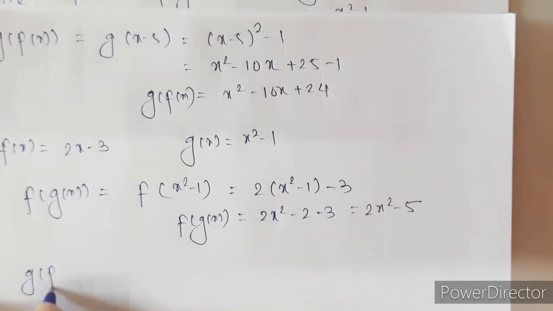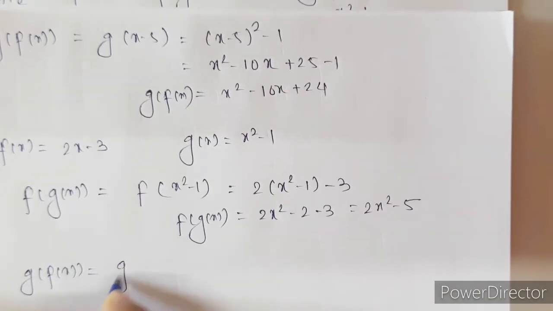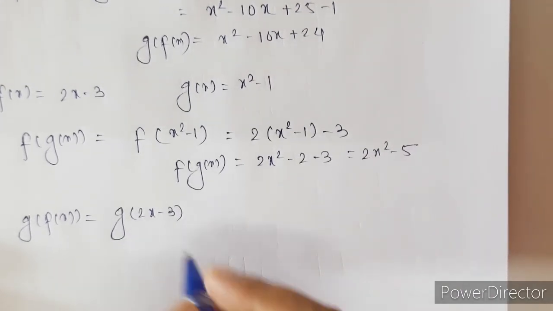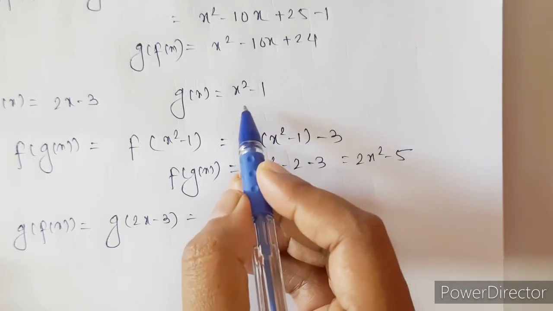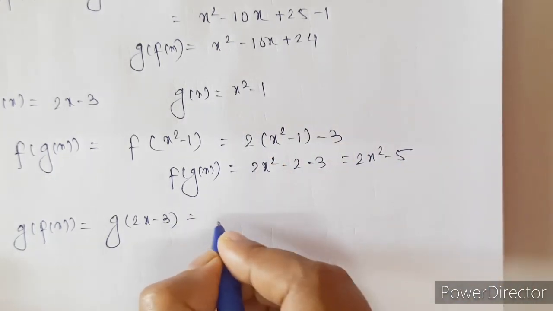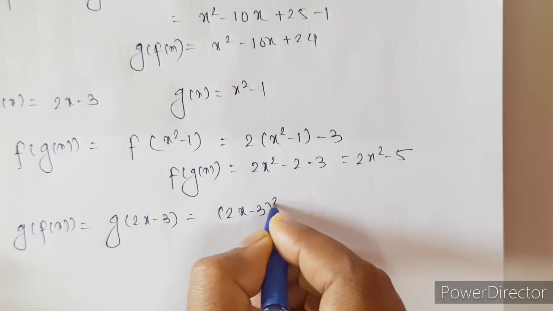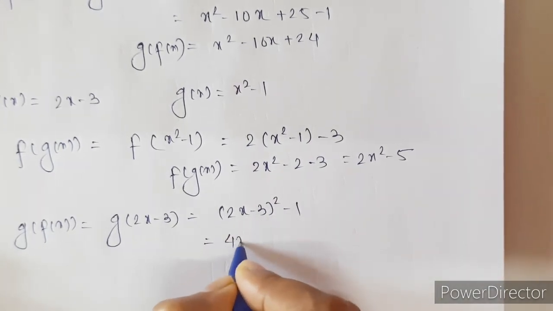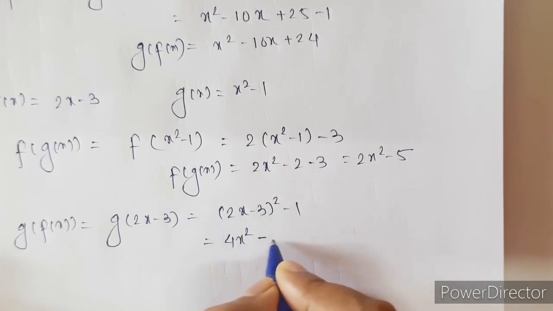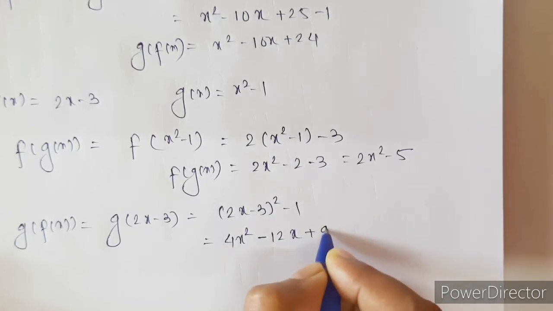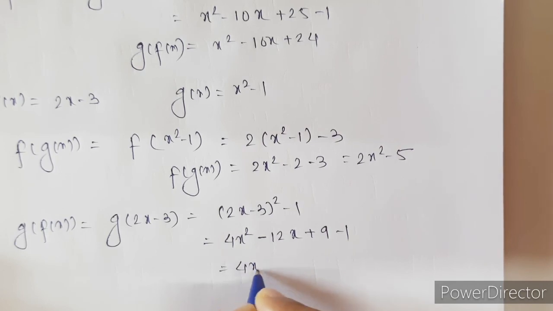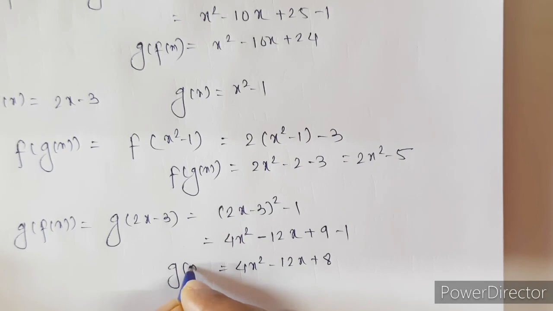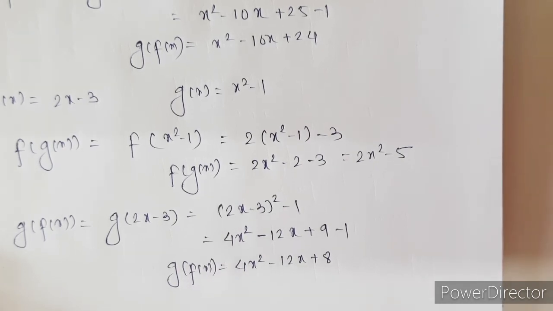Now g of f of x. So f of x is 2x minus 3. Now wherever there is x in g, replace it by 2x minus 3. So it is (2x minus 3) square minus 1. Now expand this: 4x square minus 12x plus 9 minus 1. So 4x square minus 12x plus 8. This is g of f of x.